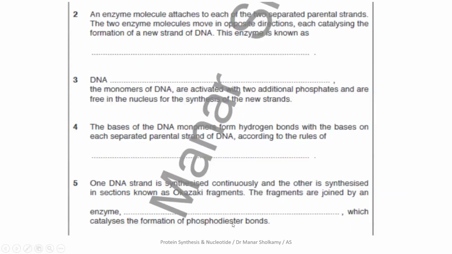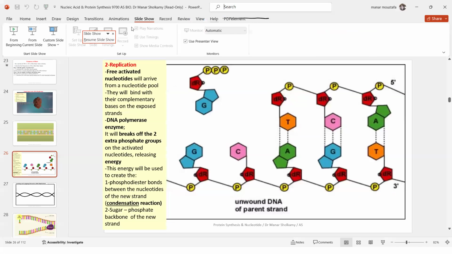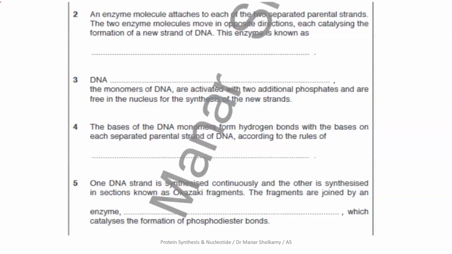Now, this is not what I wanted, actually. No. It's not the right time. Okay, an enzyme molecule attaches to each of the 2 separated parental strands. The 2 enzyme molecules move in opposite directions, each catalyzing the formation of a new strand of DNA. This enzyme is known as what? What is the enzyme that is building the new complementary strands, Adham?